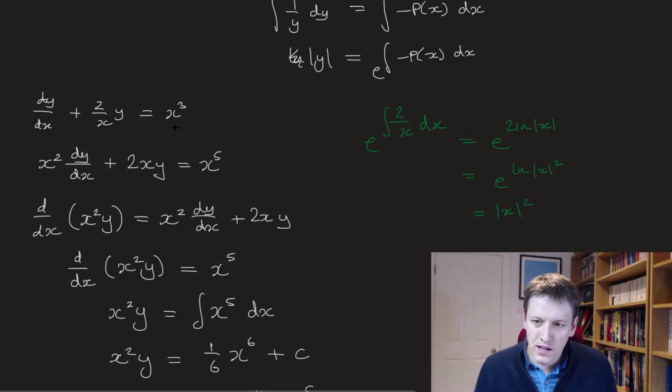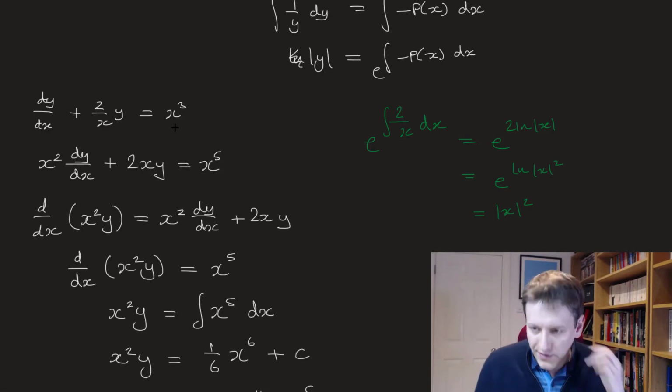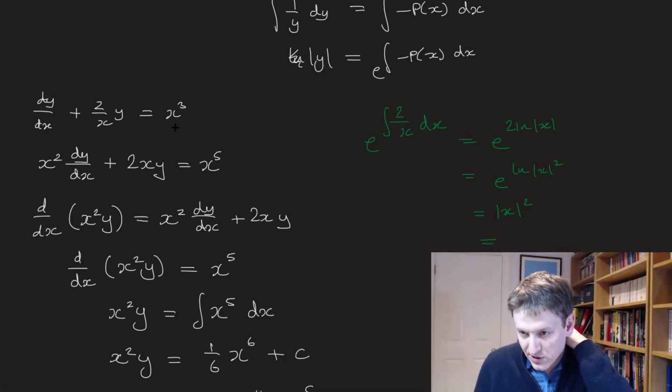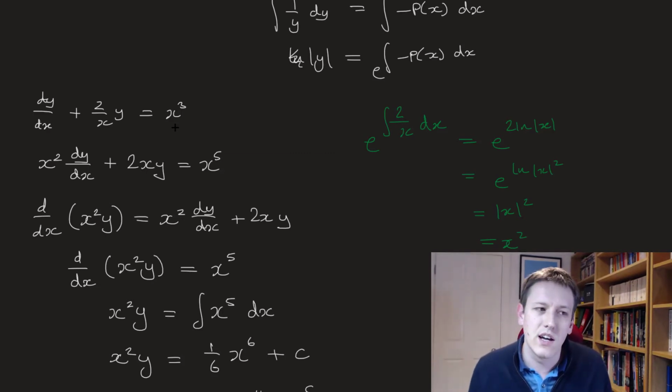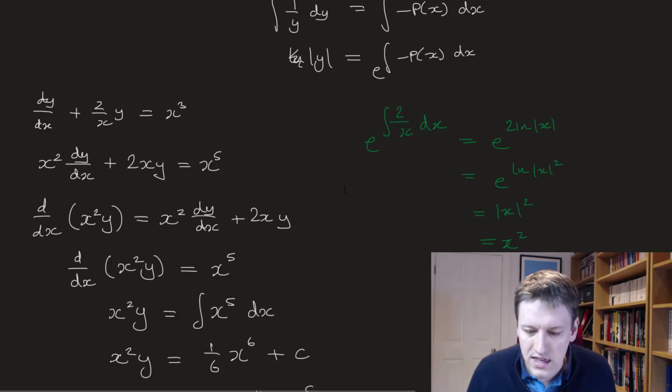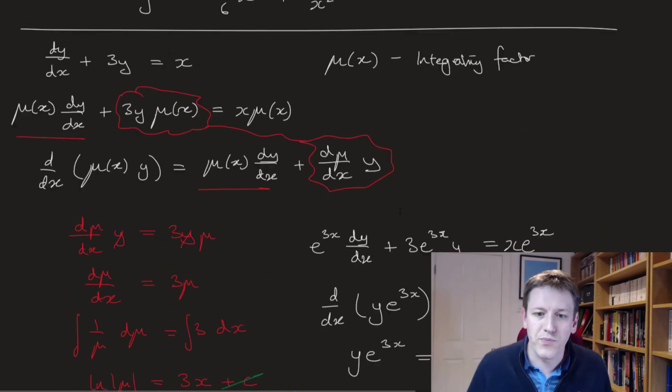And I'm going to say something more about this later on. For this case, we can notice that actually the modulus of x squared is just x squared. In fact, in general, you can ignore these modulus signs when you get them at this stage and take this to be the integrating factor. But I'm going to show you that in a bit more detail in the final example that we go through.